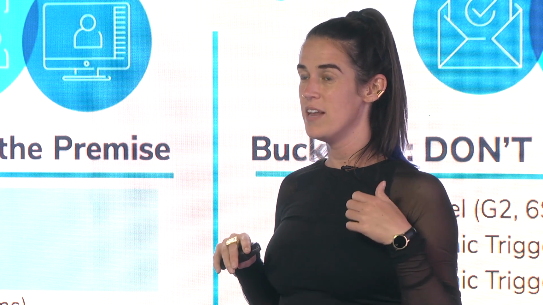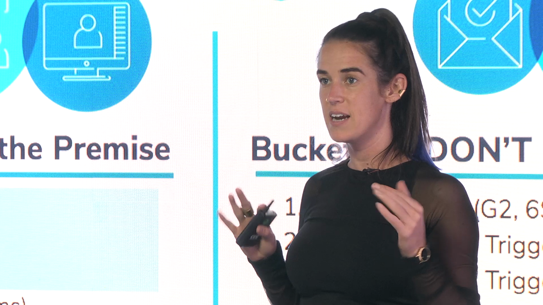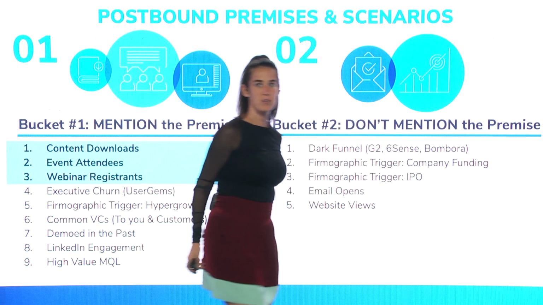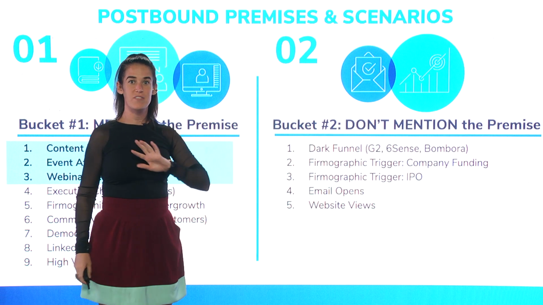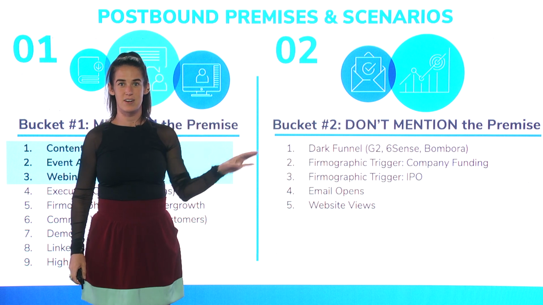So basically on the left, for bucket number 1, you're going to have all of the scenarios or sequences that you would build where you're mentioning the premise of the sequence to the prospect. And then bucket number 2 is going to be filled with all the different sequences that you can build where you wouldn't mention the scenario to the prospect.